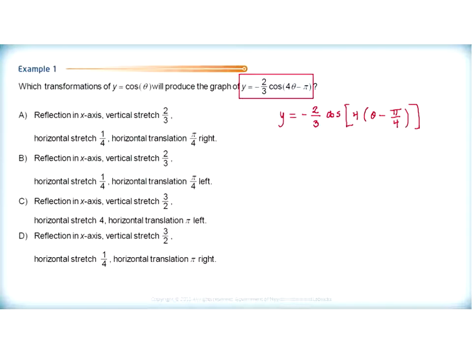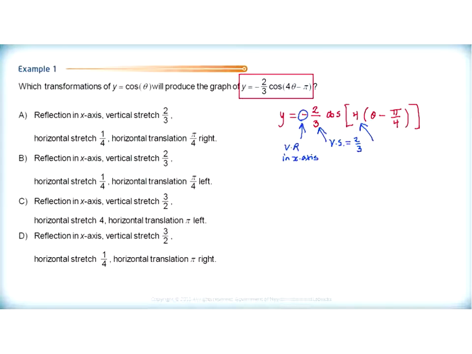Let's check that. 4 times theta is 4 theta, and 4 times negative pi over 4 is negative pi. The negative in front of the 2/3 represents a vertical reflection in the x-axis. The 2/3 refers to a vertical stretch equal to 2/3.